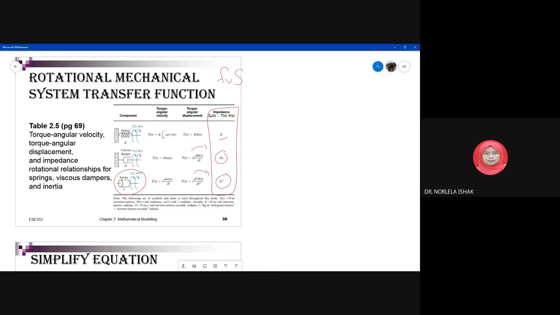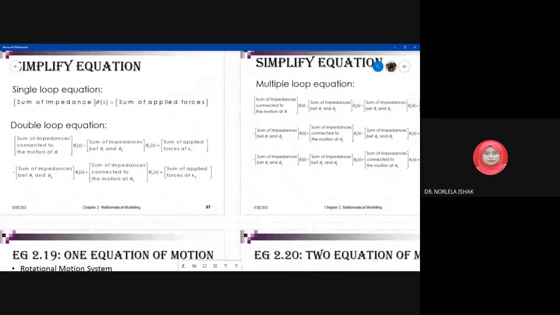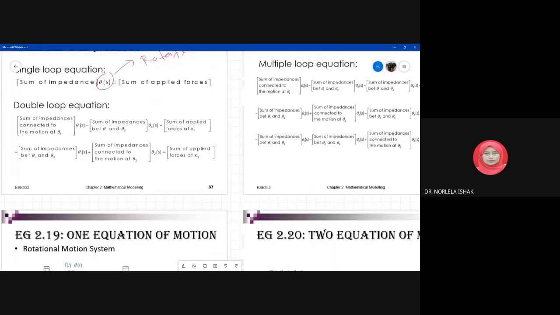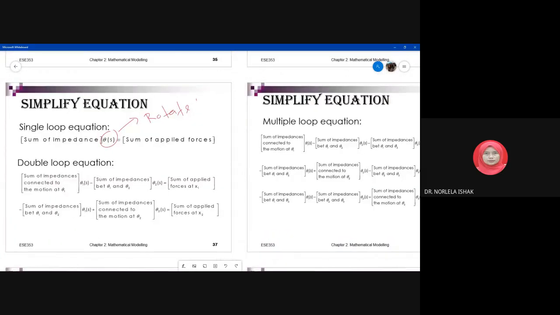So how do we solve it? There is no free body diagram here, same as before. We write a single loop equation. Rotational motion is based on an angle, theta, so here it is an angle based on rotation. The single equation is: sum of impedance multiplied by the angle equals the sum of applied torque. Similar to the linear case, except this is angular theta, while linear is labeled x, the displacement.